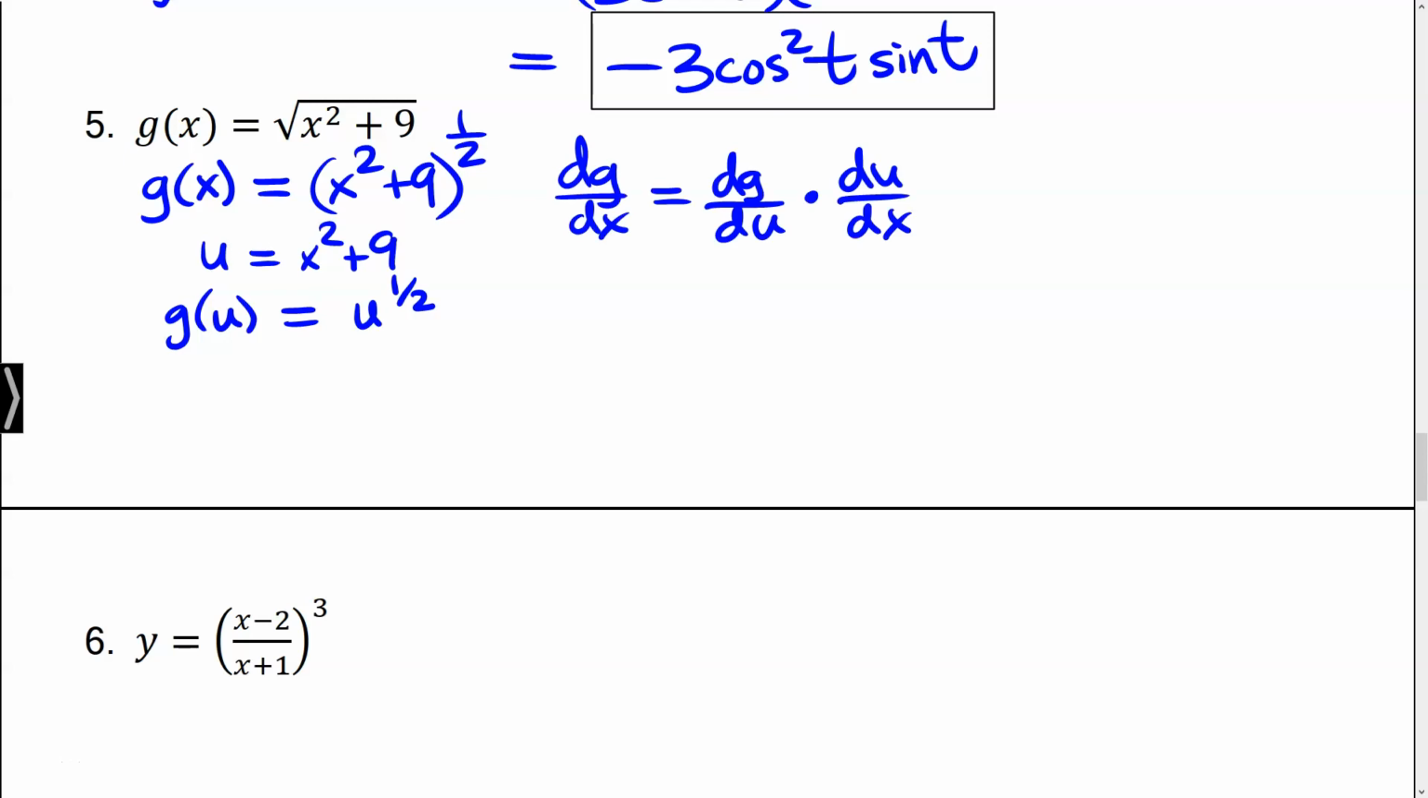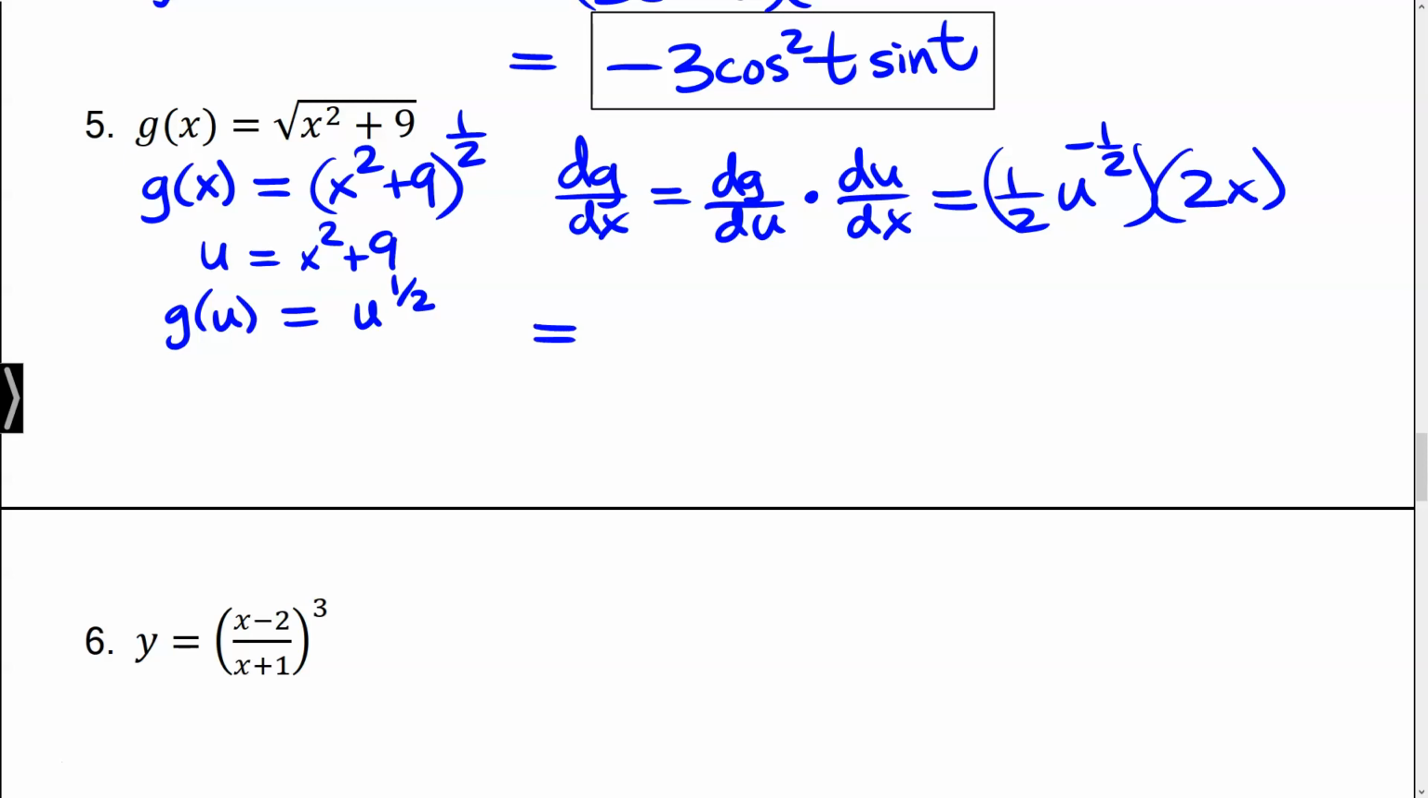The derivative of g with respect to u is 1/2 u to the minus 1/2. Remember, the power rule also applies for fractions. So that's 1/2 u to the minus 1/2 times du/dx, which is 2x.